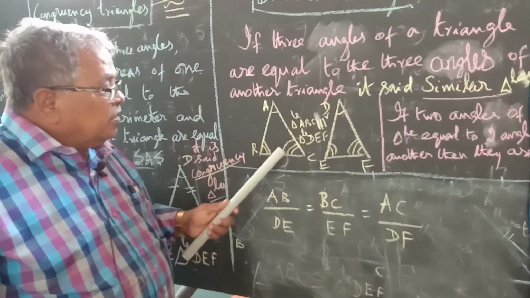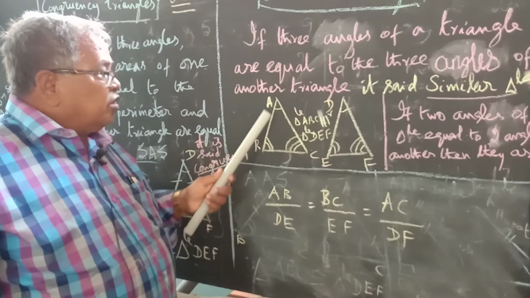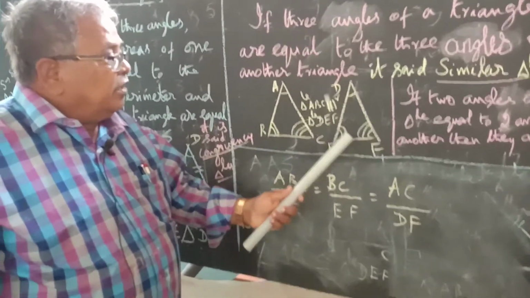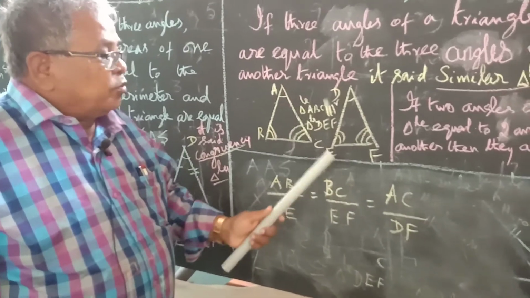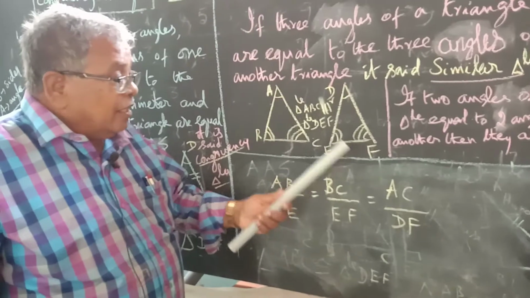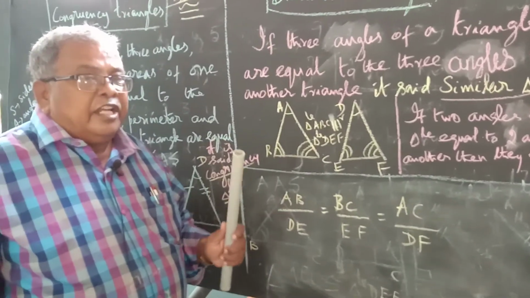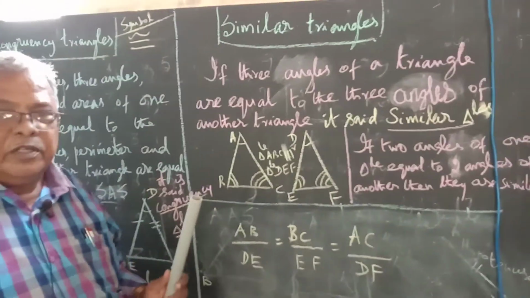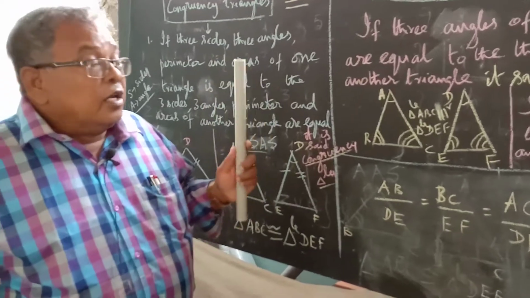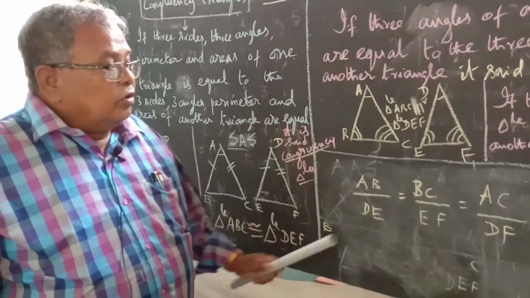Similarly, this angle is equal to this angle. The opposite side AB is a corresponding side, and the opposite side here, DE, is also a corresponding side. These two angles are corresponding angles and these are corresponding sides, that is AB by DE. Corresponding sides means the sides opposite to equal angles. So this is the condition.